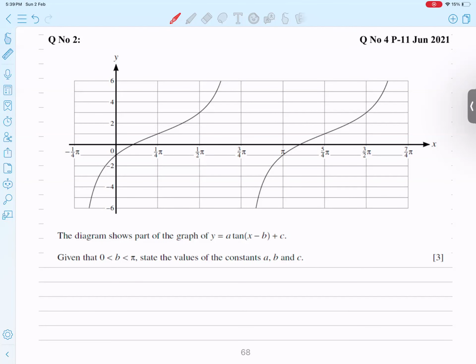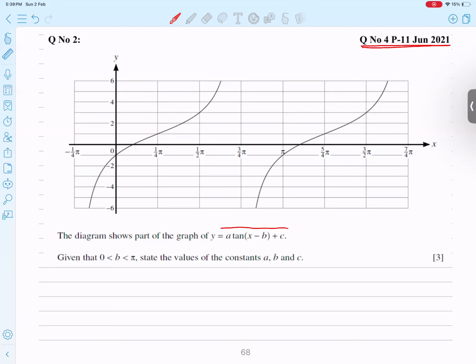Bismillahirrahmanirrahim. This is the June 2021 variant 11 question, number 4. The topic is transformation, but it's not exactly a transformation. You can say we can change it, and to some extent we can change it, making it a trigonometric graph question. So have a look.